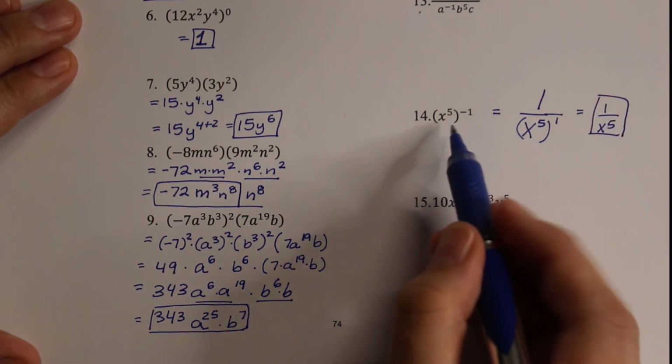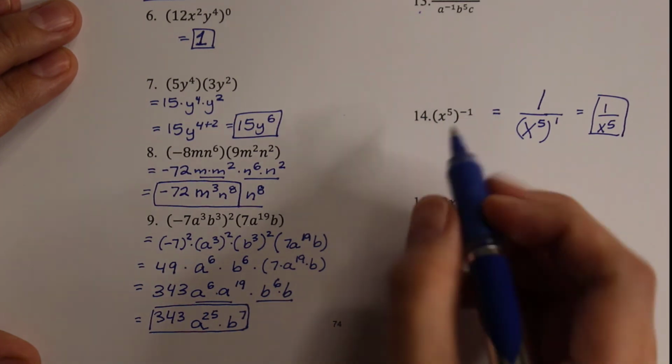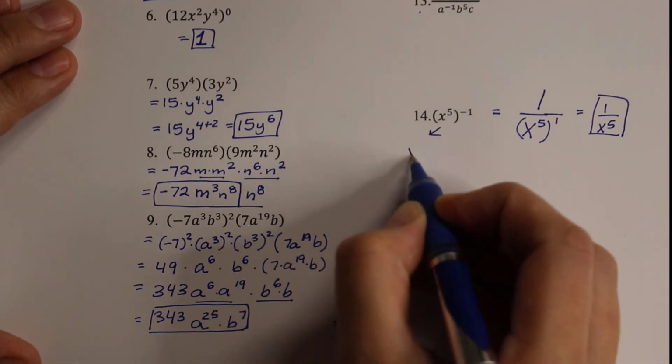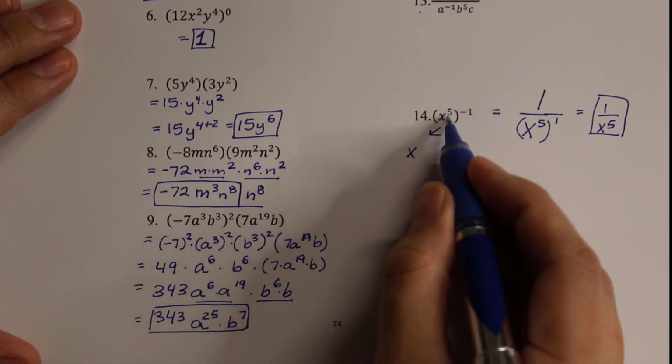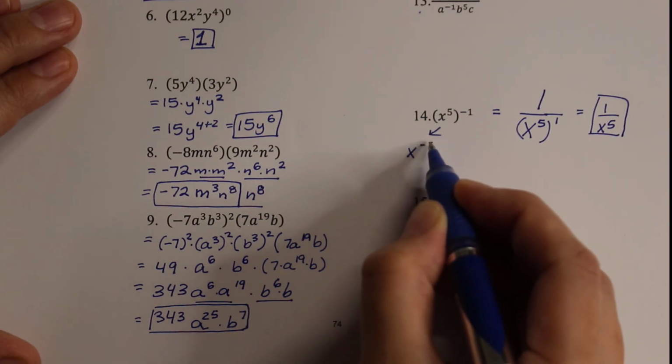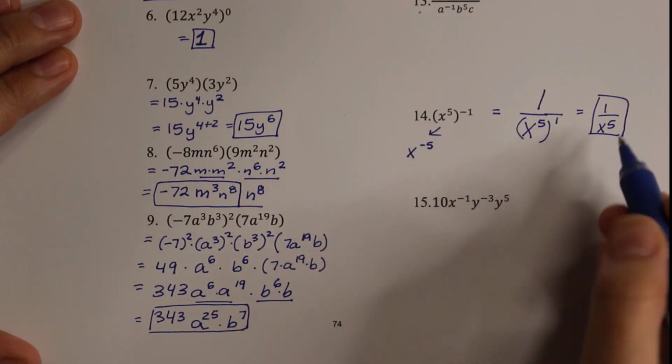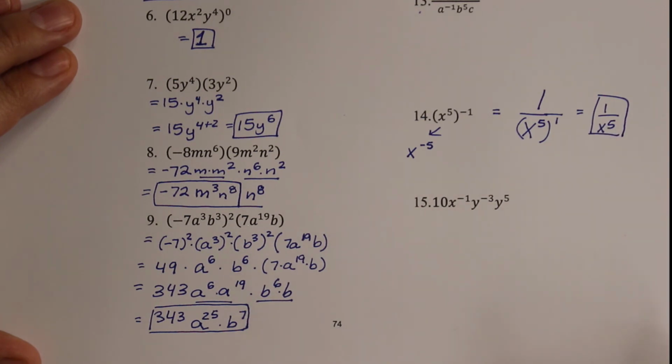You could have used your power rule here as well, if that helps. If you see it better, this is 5 times negative 1. So this is x to the negative 5, which would get you right to this answer as well.